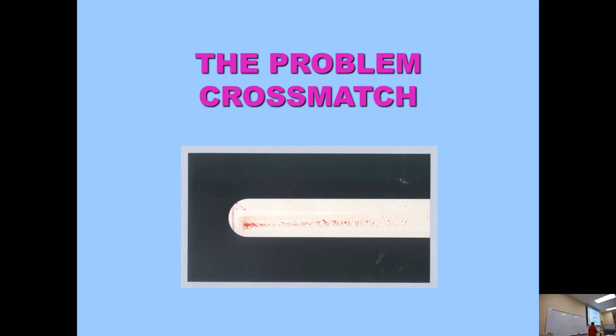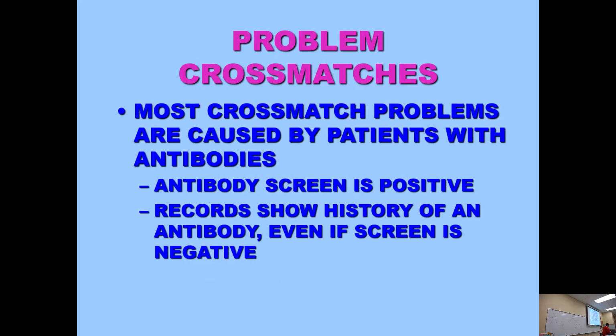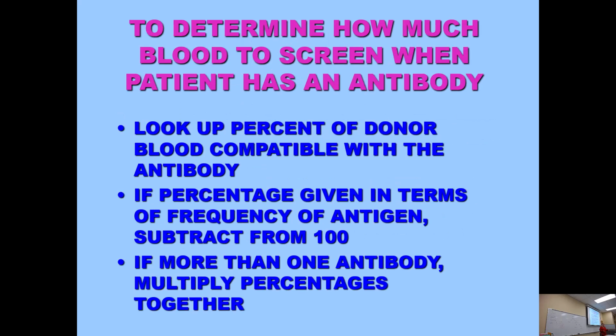So let's talk a little bit about the problem crossmatch. We talked a little bit about it already. Most crossmatch problems are caused by patients with antibodies. Makes sense, right? It's going to be the ones that cause the problems. Antibody screen is positive. Records show a history of antibody, even if the screen is negative. So we have a history of antibody that maybe we need to test for.